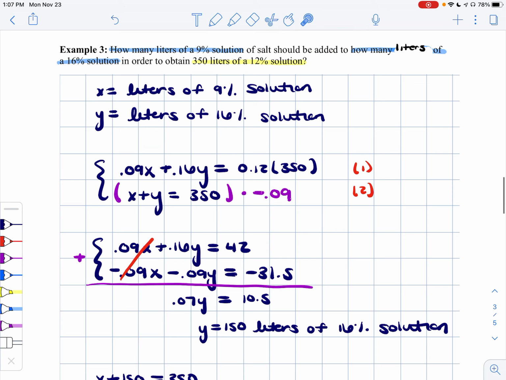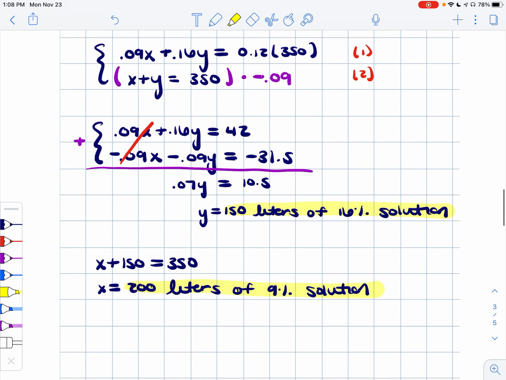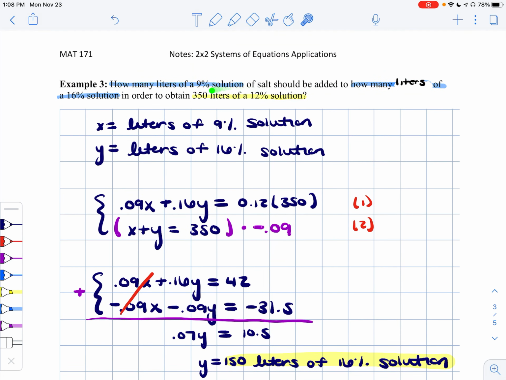Just going back up, that was liters of the 9% solution. So 200 liters of the 9% solution. All right, so those are our answers. So we're combining 200 liters of a 9% solution with 150 liters of a 16% solution in order to get 350 liters of the 12% solution.